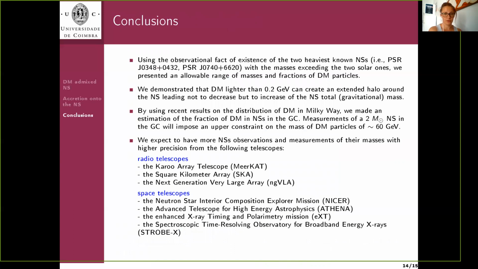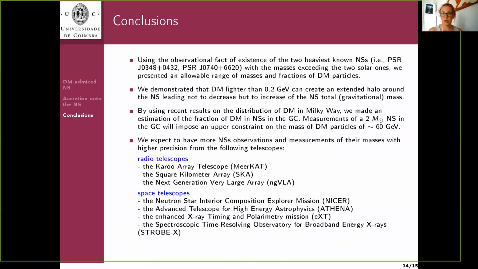So I will go to my conclusions. Using the observational fact of the existence of the two heaviest known neutron stars with masses exceeding 2 solar masses, we present an allowable range of masses and fractions of dark matter particles. We demonstrate that dark matter lighter than 200 MeV can create an extended halo around the neutron star, leading not to a decrease but to an increase of the total mass. By using recent results on the distribution of dark matter in our galaxy, we made an estimation of the fraction of dark matter in neutron stars in the close proximity of the galaxy center. And the measurements of two solar mass neutron stars in the galaxy center will impose an upper constraint on the mass of dark matter particles, which is around 60 GeV.